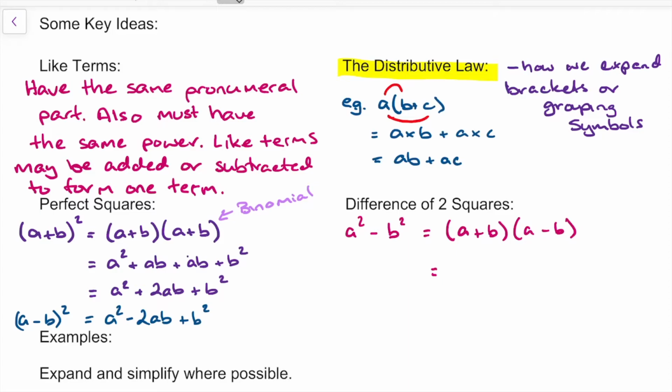So we have the a squares, then we have a times minus b, so that's minus ab, b times a, which is plus ab, and then we have our minus b squared. The two ab's in the middle, so we've got minus ab plus ab, well that just equals 0, so that's how we get back to that.